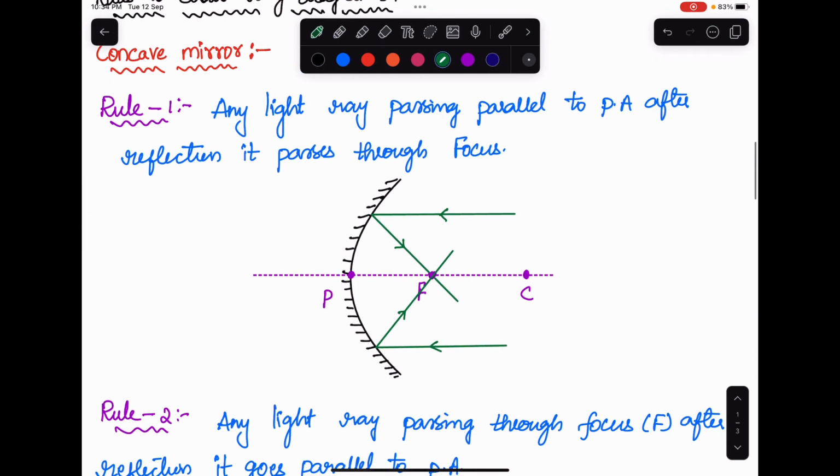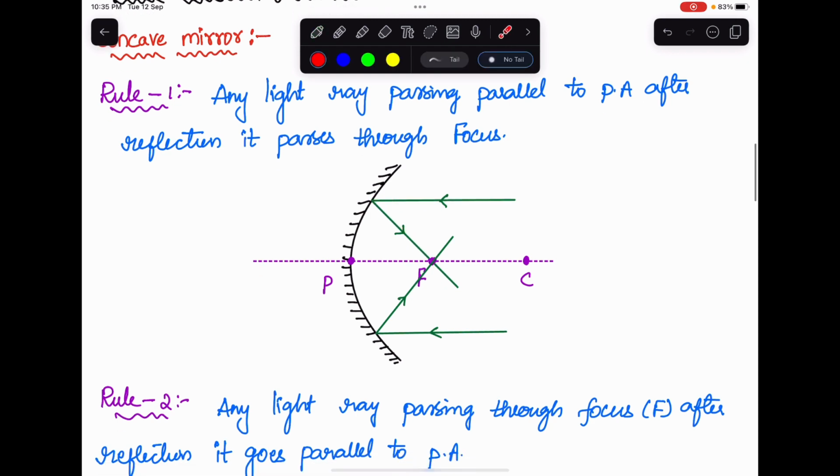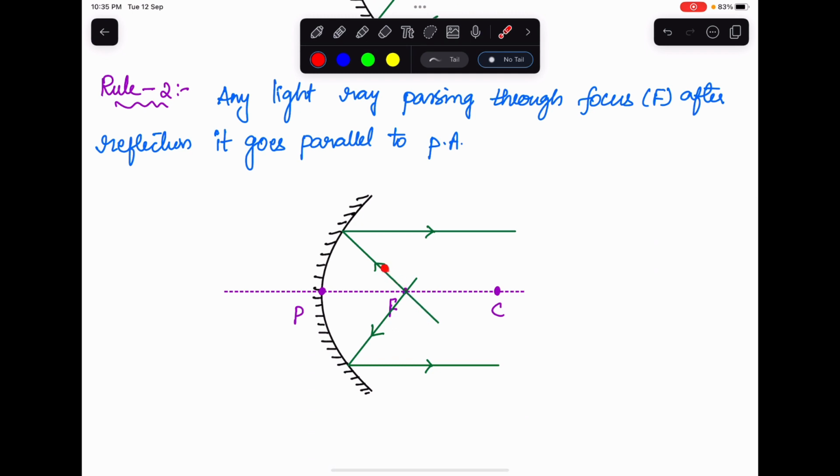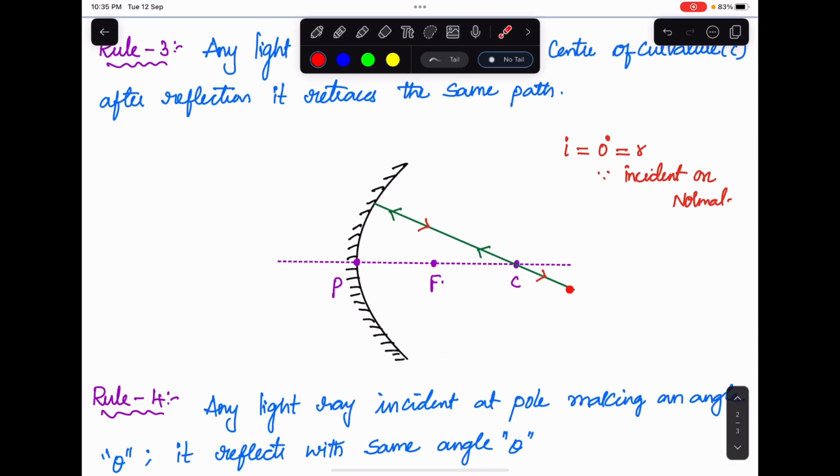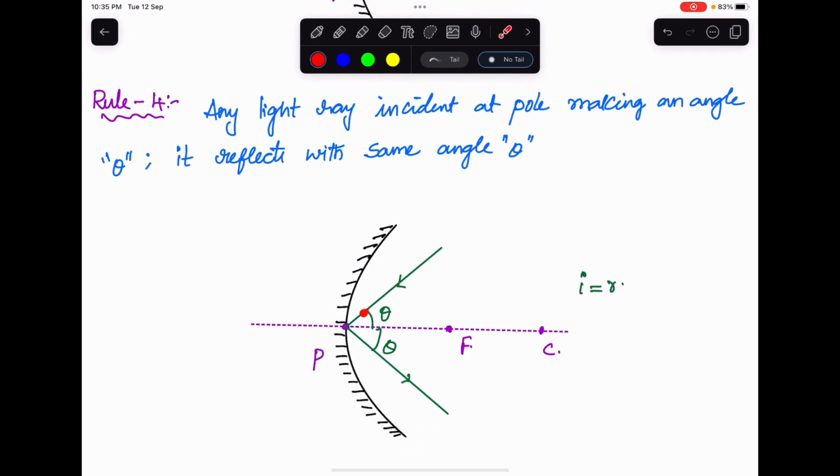According to rule number 1, any light ray passing parallel to the principal axis, after reflection, goes through the focus. And rule number 2, any light ray passing through the focus, after reflection goes parallel to the principal axis. And rule number 3, any light ray passing through the center of curvature, after reflection, retraces the same path because it is assumed to be incident on the normal. For a light ray incident on the normal, the angle of incidence and angle of reflection are the same, that is 0 degrees. And rule number 4, any light ray incident at the pole making an angle theta, that is your angle of incidence, again reflects with the same angle theta because angle of incidence is equal to angle of reflection.